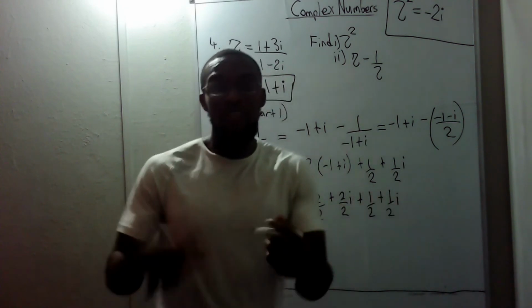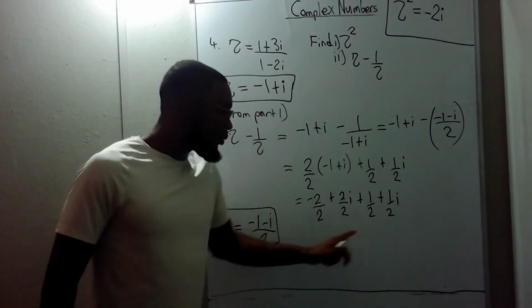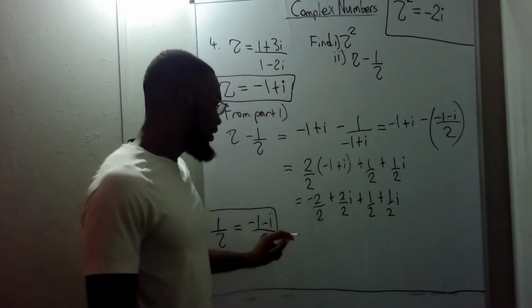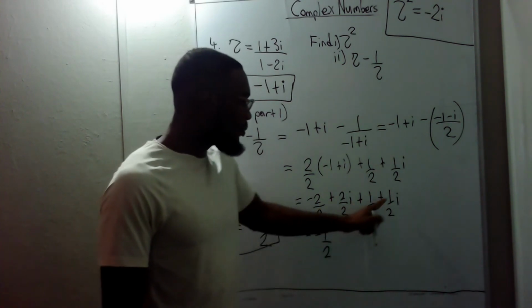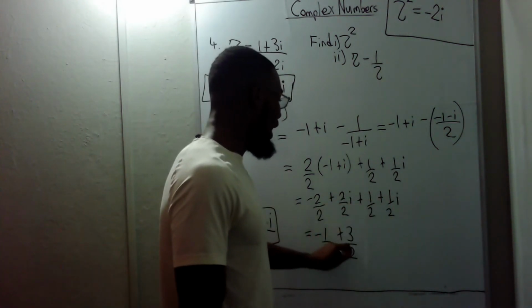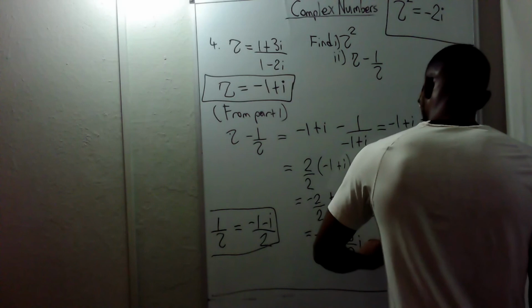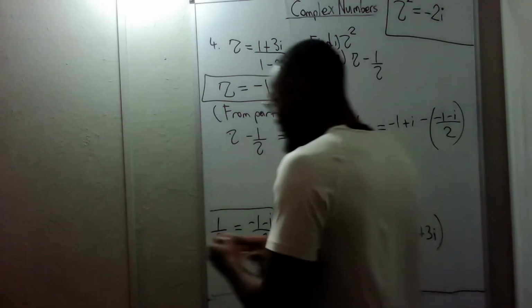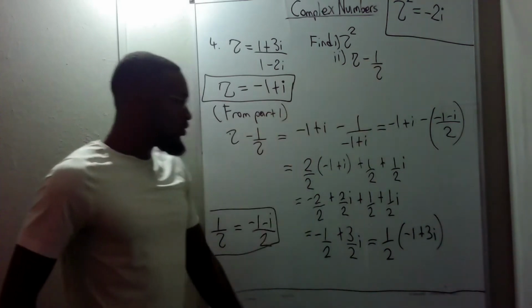Now go back to grade 8. How do we add? We always add like terms. The like terms are the real number part: minus 2 over 2 plus a half. 1 minus 2 is negative 1, so this is negative a half. And then 2 over 2 i plus 1 over 2 i. 2 plus 1 is 3, so that's plus 3 over 2 i. Then we can factor out a half. I will leave it as minus 1 plus 3i. So it's a half of minus 1 plus 3i. And that is how we work out z minus 1 over z.